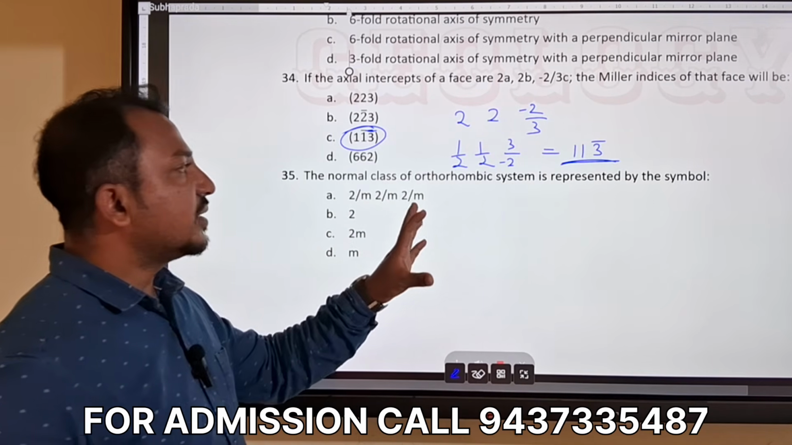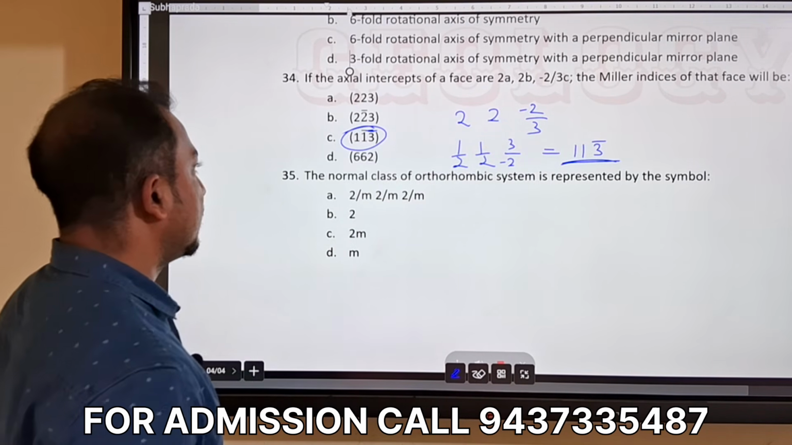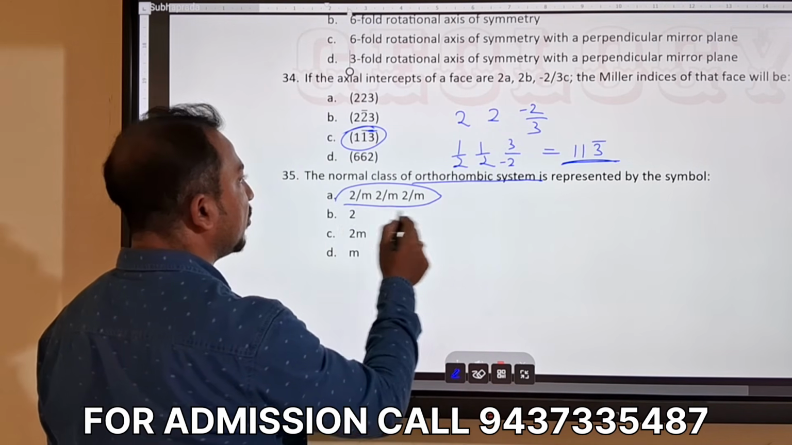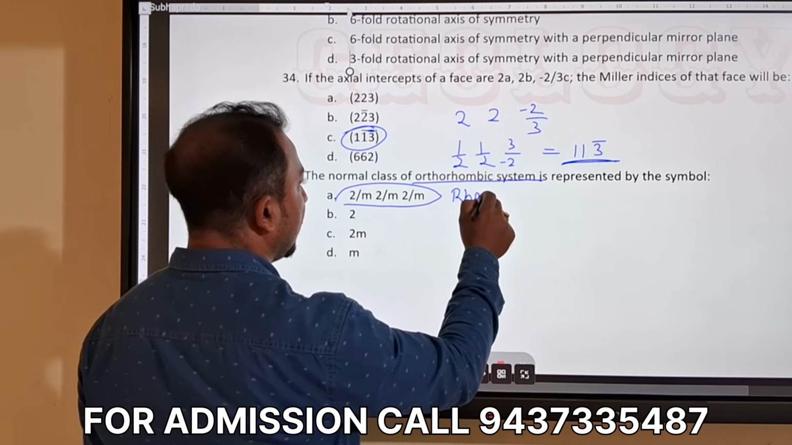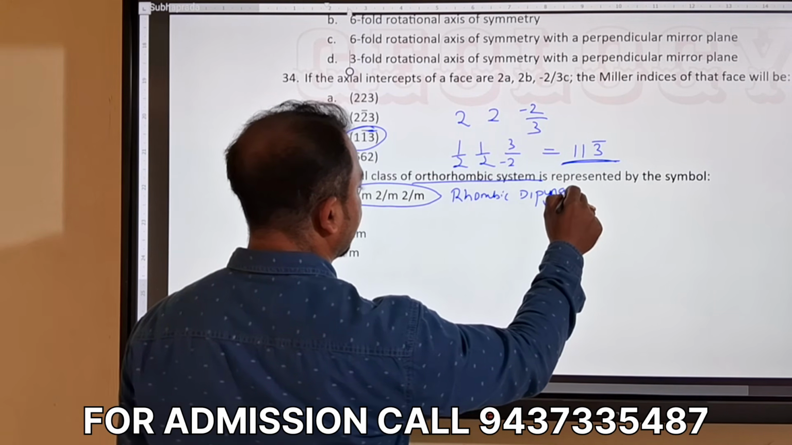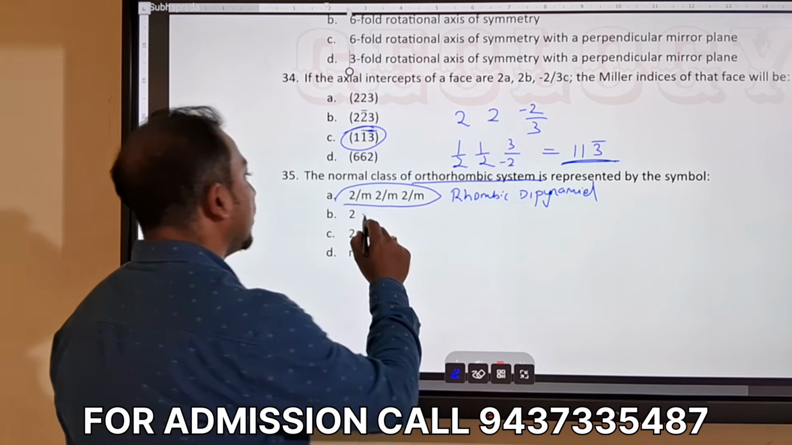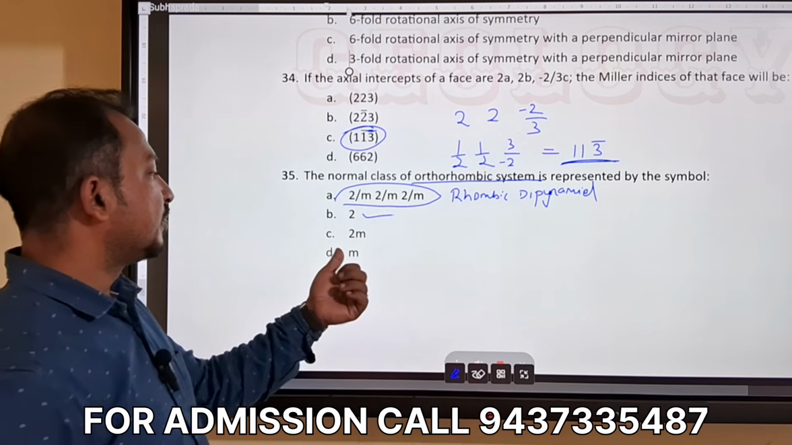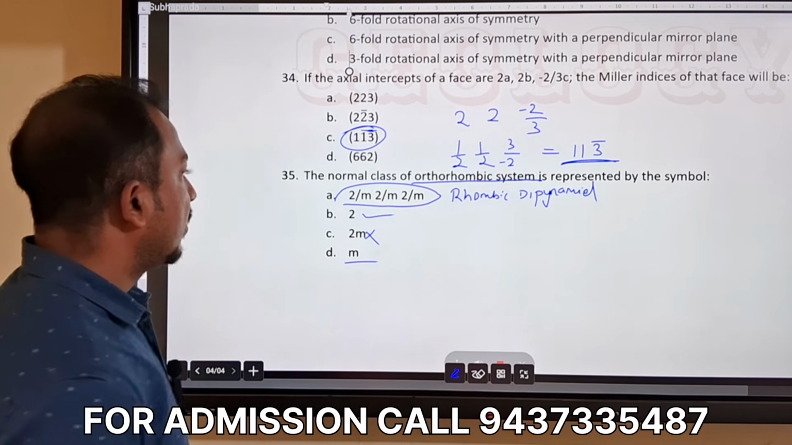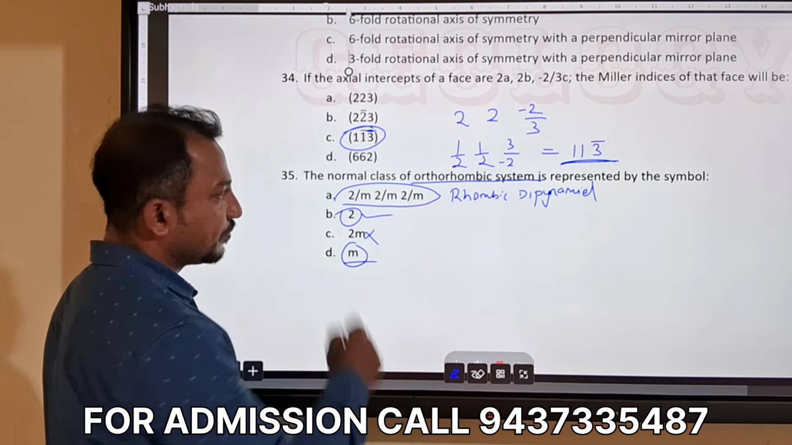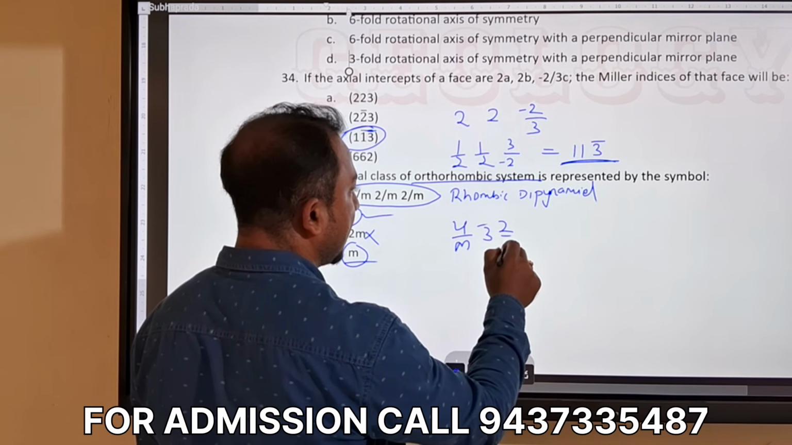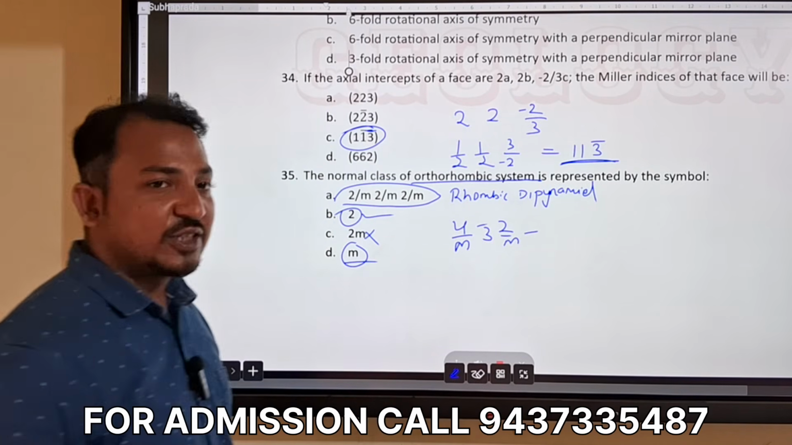Then comes the question: the normal class of the orthorhombic system is represented by which symbol? The normal class of the orthorhombic system is 2 by m, 2 by m, 2 by m, which is rhombic dipyramid. Then 2 is the sphenoidal class. Then 2m, there is no such class. m is the domatic class. Then we have 4 by m, 3 bar, 2 by m, the normal class of the isometric system.